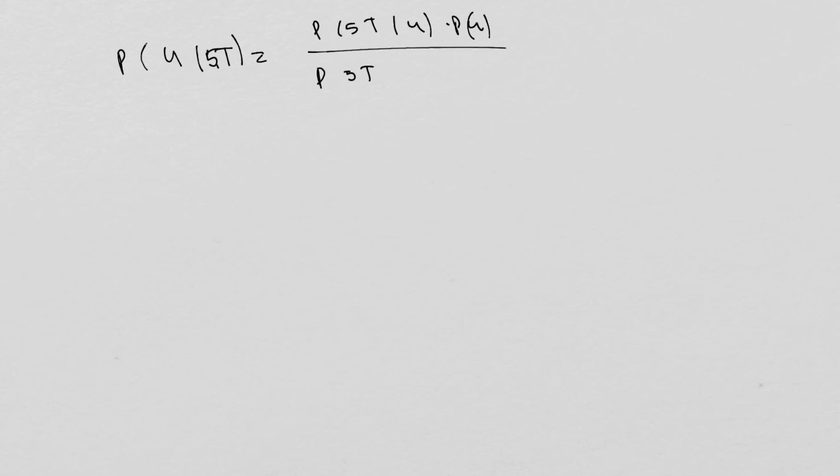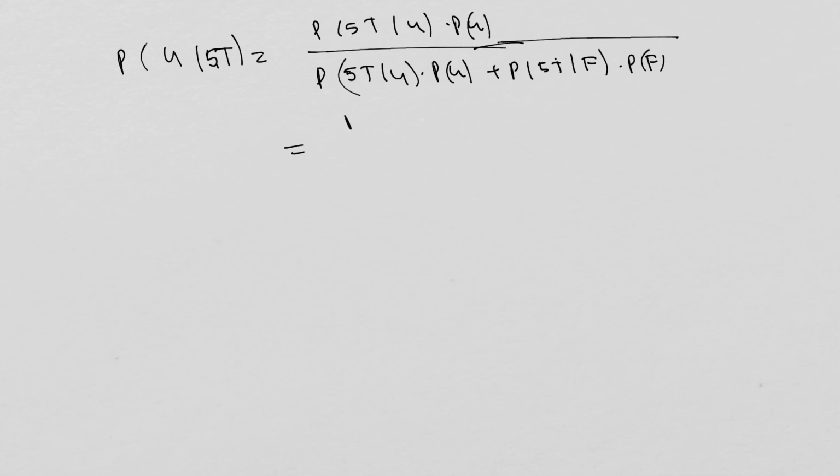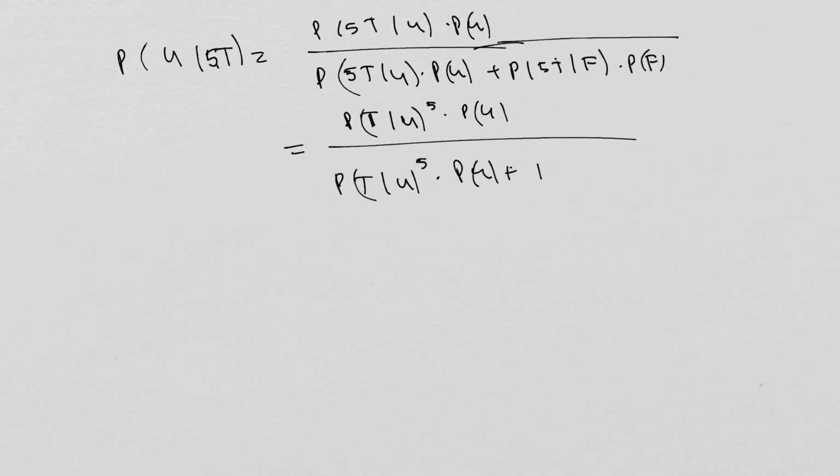I'm going to write this part again. That means the probability of U given 5 tails is equal to the probability of 5 tails given U times the probability of U, divided by the probability of 5 tails given U times the probability of unfair coin, plus the probability of 5 tails given fair coin times the probability of fair coin, right? I'm going to write this one again real quick, because each flip is independent of each other. We can write the probability of tail given unfair coin to the power 5 times the probability of unfair coin, divided by the probability of tail given unfair coin to the 5 times the probability of unfair coin, plus the probability of tail given fair coin to the 5 times the probability of fair coin, right?